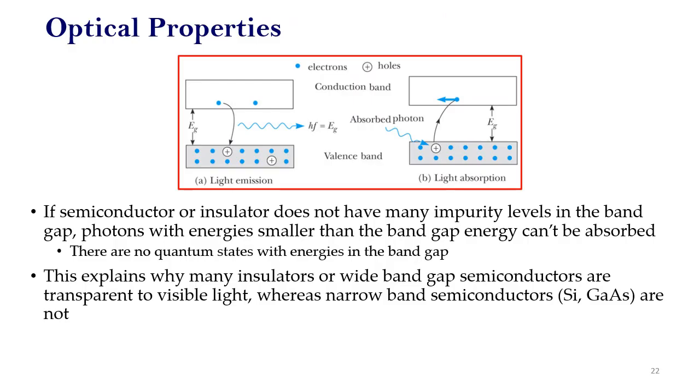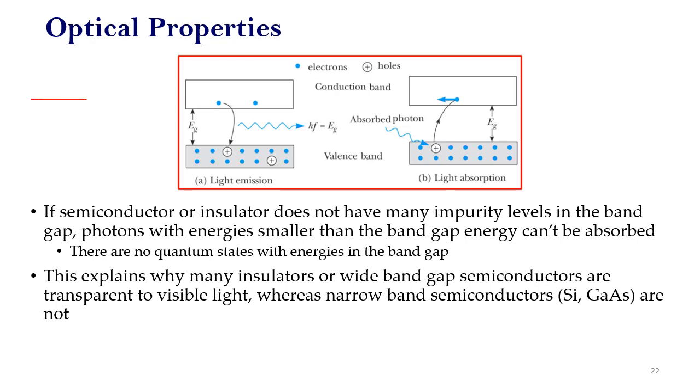Optical properties. If a semiconductor or insulator does not have many impurity levels in the band gap, photons with energies smaller than the band gap energy cannot be absorbed. There are no quantum states with energies in the band gap. This explains why many insulators or wide band gap semiconductors are transparent to visible light, whereas narrow band gap semiconductors such as silicon and gallium arsenide are not.